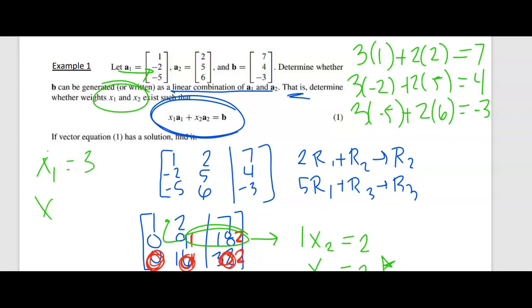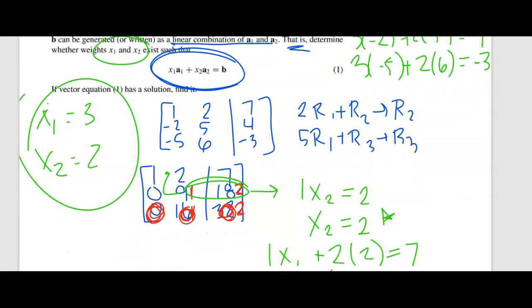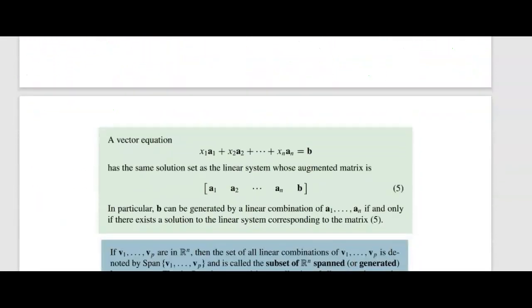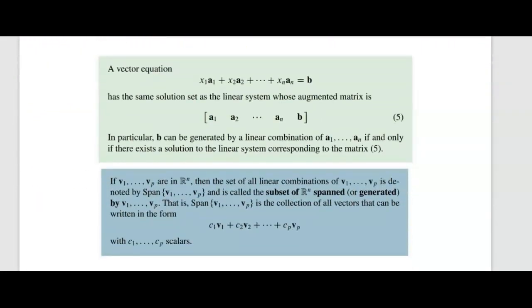x1 equals 3, x2 equals 2. That brings us into a linear equation. So a linear equation, just like the one we looked at, can be augmented as a matrix. That's how we solved it, if and only if there exists a solution to the linear system, okay?